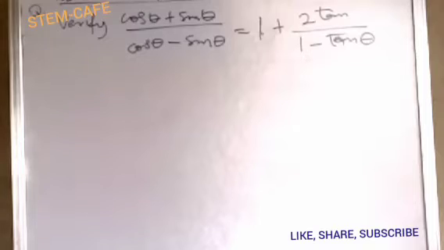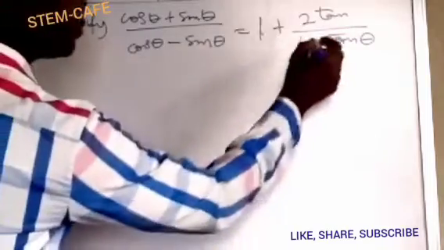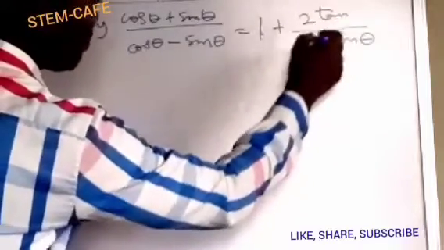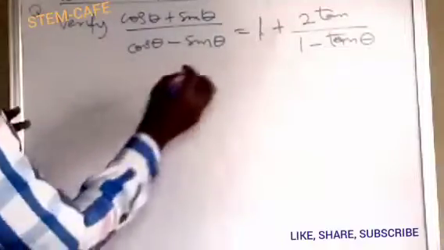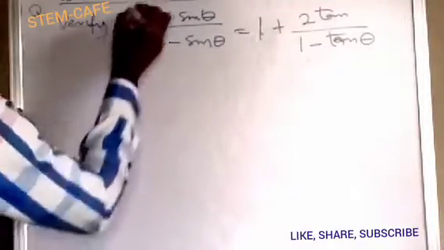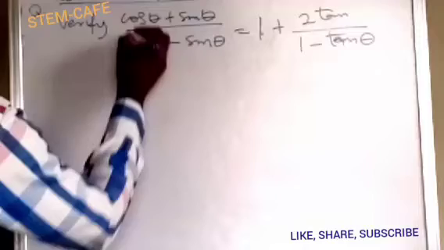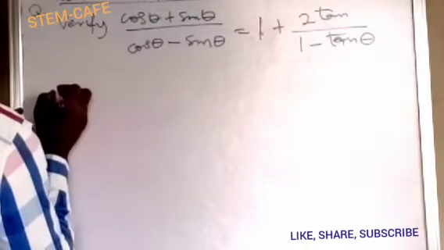Thank you. The question reads, verify (cos theta plus sin theta) over (cos theta minus sin theta) equals 1 plus 2 tan theta over 1 minus tan theta. Let's start. Let's divide numerator and denominator by cos theta. So we have it like this.